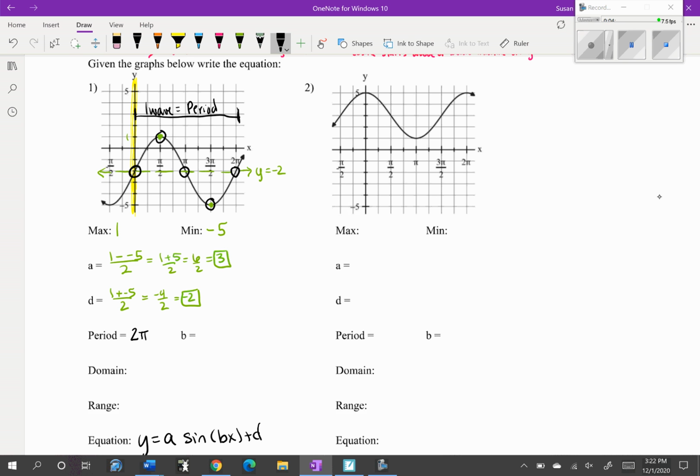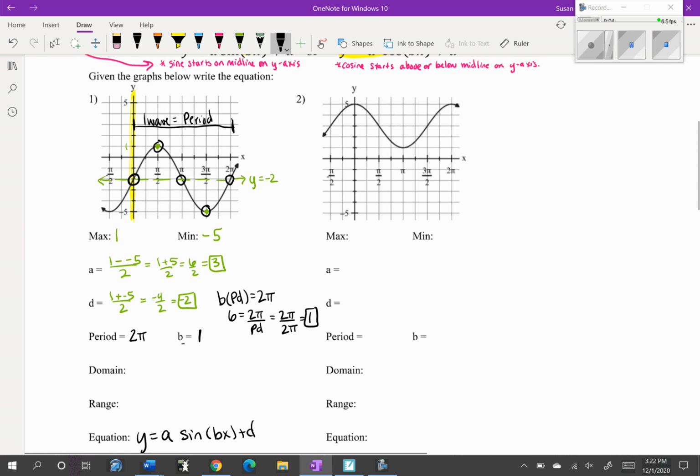So if the period's 2 pi, to find the b value, we're going to use our equation that b times the period equals 2 pi. So that means b is equal to 2 pi divided by the period. So in this case, 2 pi divided by 2 pi equals 1. So that is my b value.